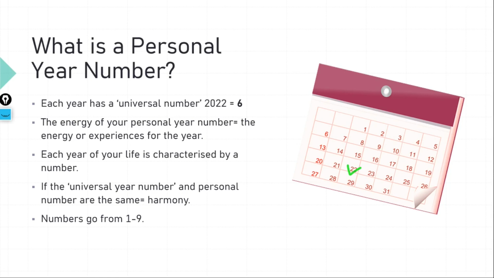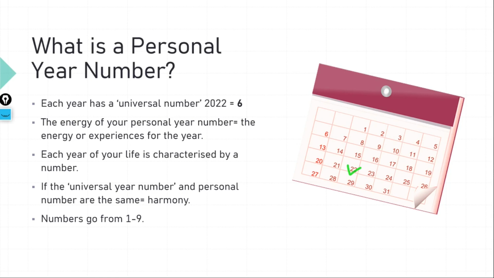So let's start. What is the personal year number anyway in numerology? Well, each year will have a universal number. So for next year, 2022, it's going to be number 6. The personal year number is said to represent the kind of energy of the year that you're trying to calculate. It could shape and give you the experiences for that year, depending on what the number means. So each year of your life is characterized by a number in numerology.